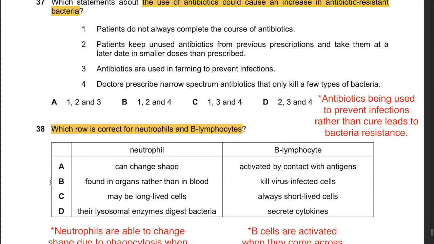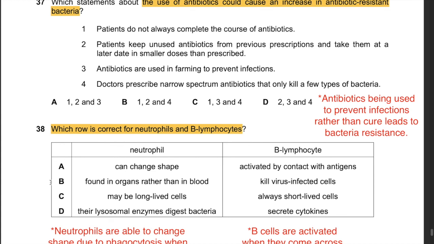Question 37. Which statements about the use of antibiotics could cause an increase in antibiotic resistant bacteria? 1. Patients do not always complete the course of antibiotics. 2. Patients keep unused antibiotics from previous prescriptions and take them at a later date in smaller doses than prescribed. 3. Antibiotics are used in farming to prevent infections. 4. Doctors prescribe narrow spectrum antibiotics that only kill a few types of bacteria.